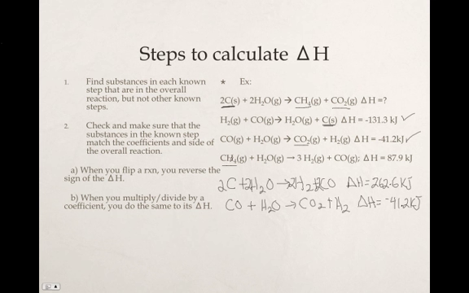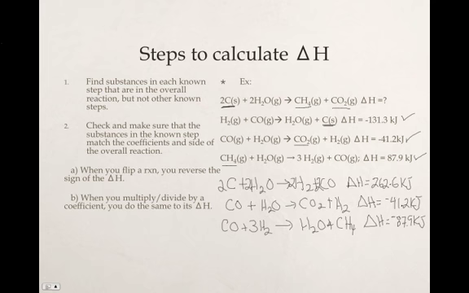In the last step, we're focusing on the CH4. The CH4 is not on the correct side of the reaction, but it does have the correct coefficient. So all we're going to do in this case is flip the reaction. So we have carbon monoxide plus 3H2 goes to H2O plus CH4. And because we flipped the reaction, we need to reverse the sign, which means that this becomes a negative 87.9 kilojoules. And again, we're done with that.